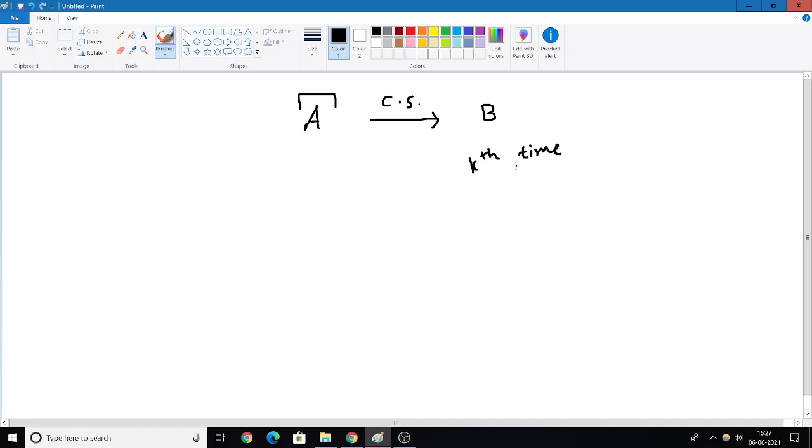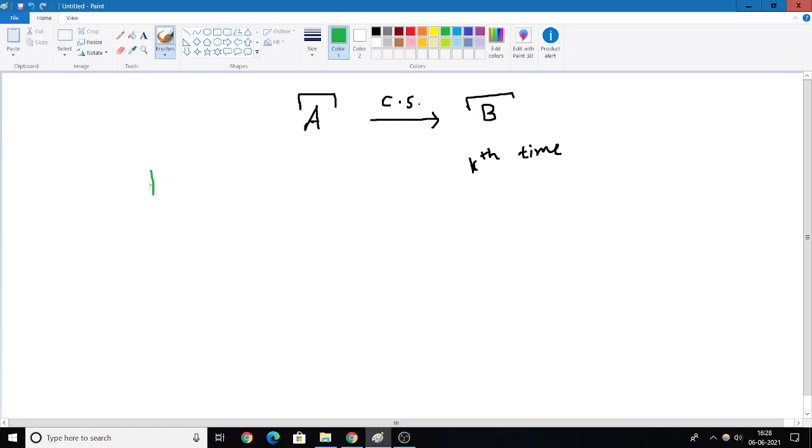Okay, so first of all let's break down this problem. Let's not worry about the kth time. We will just try to find out the number of cyclic shift operations we need to do to get this B for the first time, and from there we can move on to solve the original problem. So let's take an example.